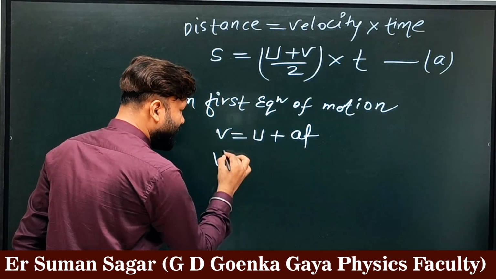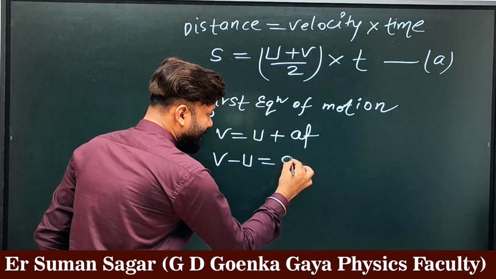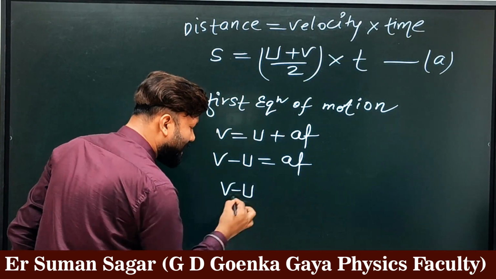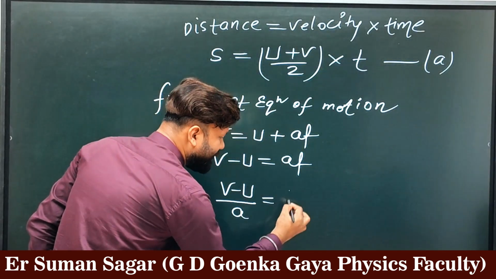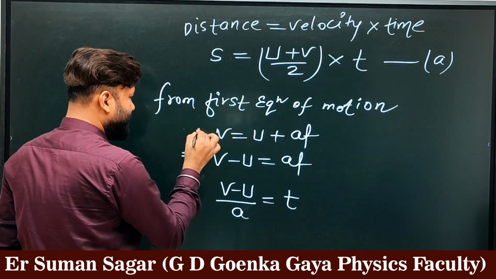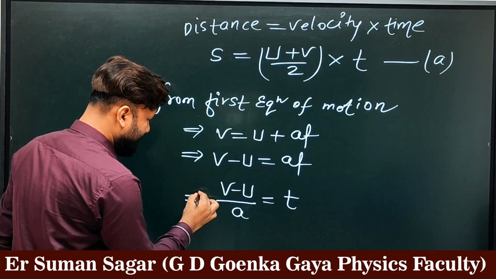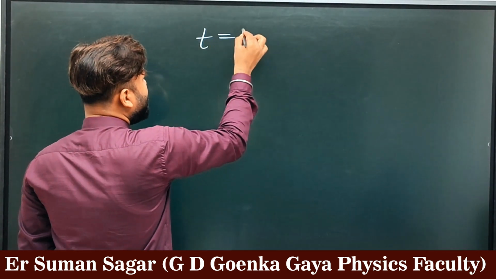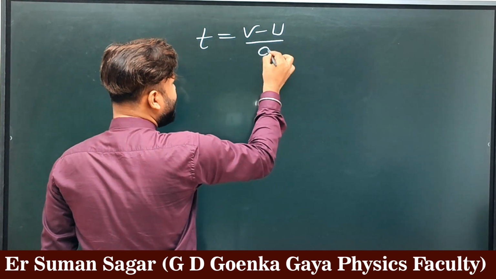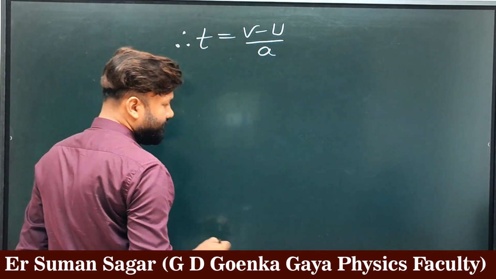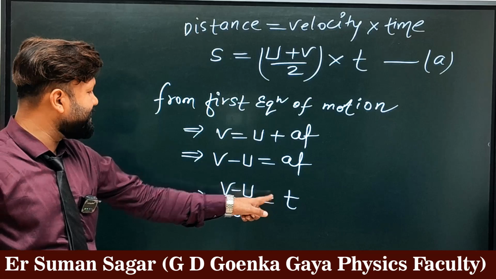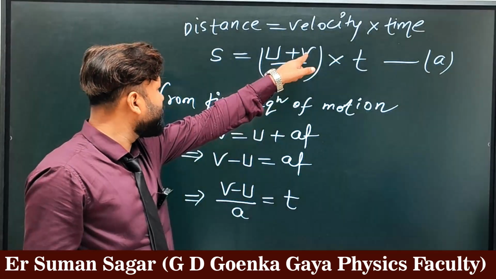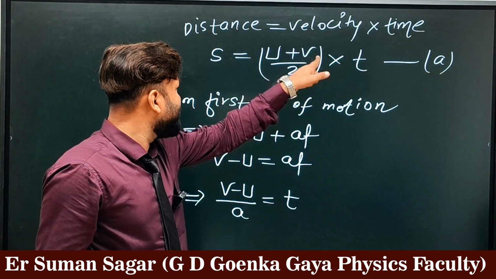So can we write like this? u will come this side, then it is minus u, and here it is at. So v minus u, this a will come in denominator and t remains over here. So what is the t value? T value we have (v minus u) by a. This is the t value we have found out. Now from here we can write t is equal to (v minus u) by a. This t value, (v minus u) by a, we will put in the equation A in place of t.